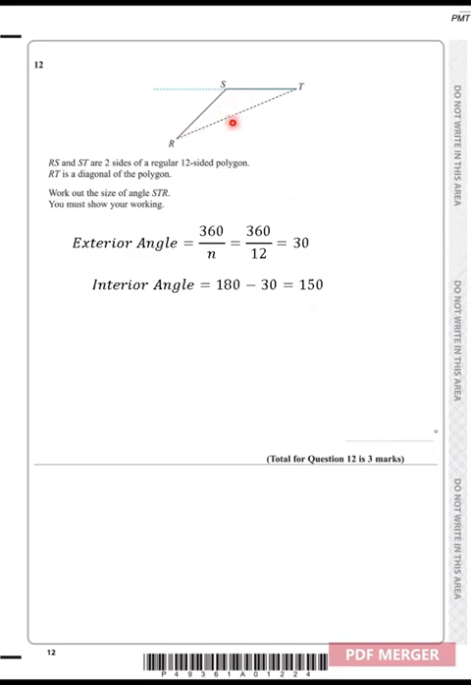Now notice that in a regular polygon, these two angles are equal to each other, and notice that this forms an isosceles triangle. So to work out STR, we need to do 180 degrees minus 150, which is equal to 30 degrees. Now 30 divided by 2 is equal to 15 degrees. So in a 12-sided polygon, the size of angle STR is equal to 15 degrees.